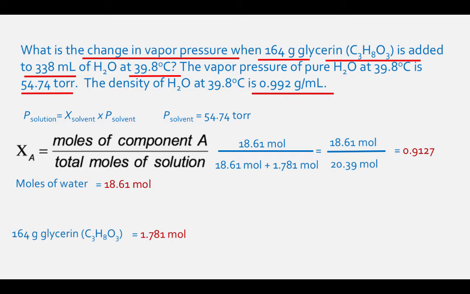Now, to find the new vapor pressure of the solution, multiply the mole fraction of the solvent times the vapor pressure of the solvent.